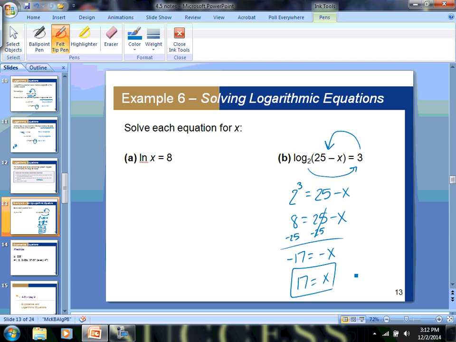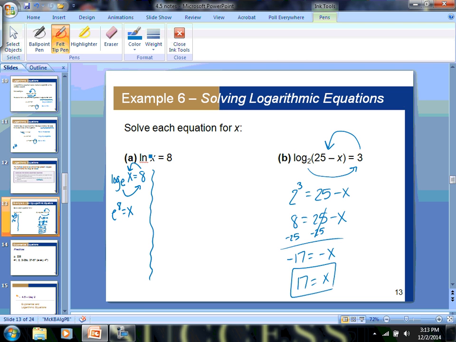Now for part A, you could approach that either way. You could do the little circle method, write it in exponential form, or you could raise the base on both sides. So remember, the natural log is really log base e. Okay, so you could do e to the 8 equals x, and then do that in your calculator and you'll get your answer. Okay, so that's one way to approach this with the exponential way.